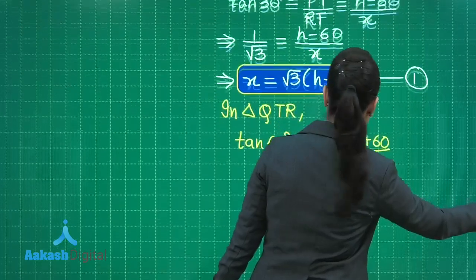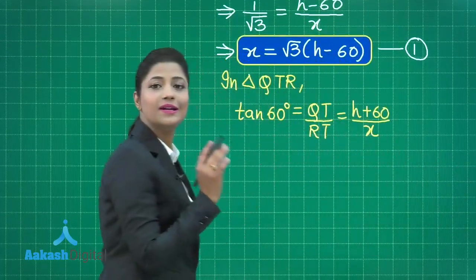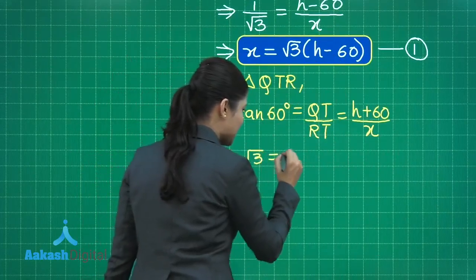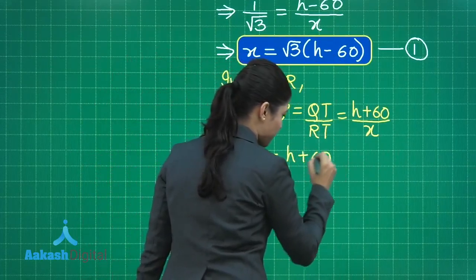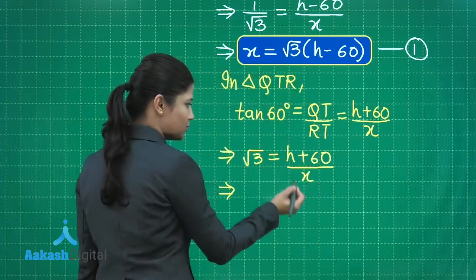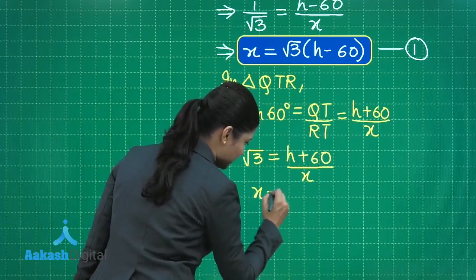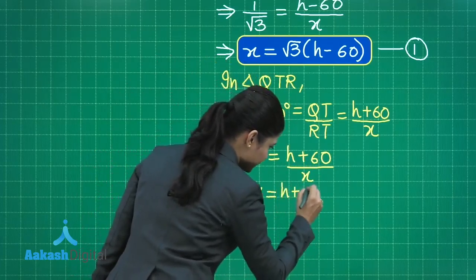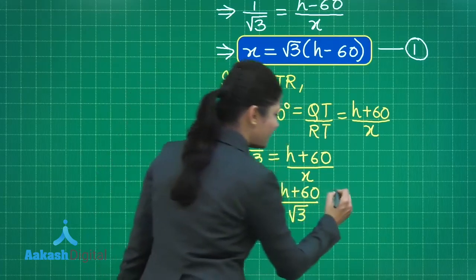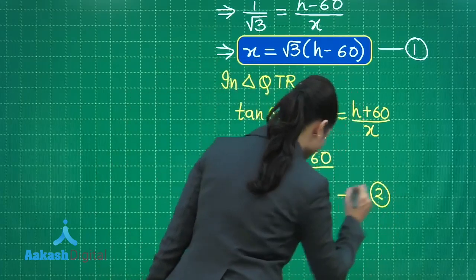So you are quite aware that the value of tan 60 degrees is root 3. Substituting that, I get root 3 is equal to h plus 60 upon x. Now transposing x to the other side and root 3 to the other side, I get the value of x is equal to h plus 60 upon root 3. So here also I am getting the value of x. Let's take this to be equation number 2.